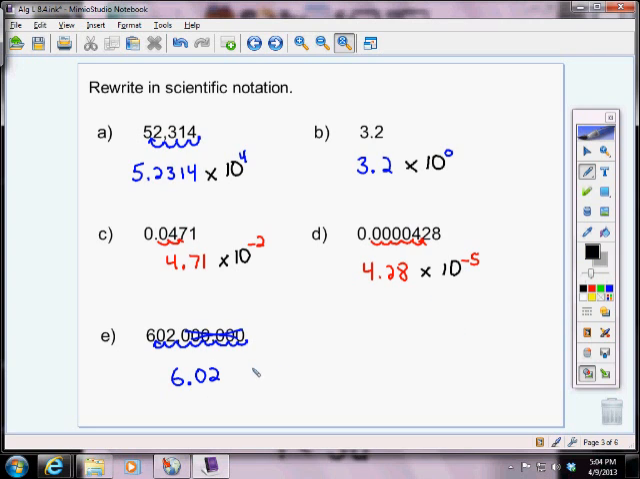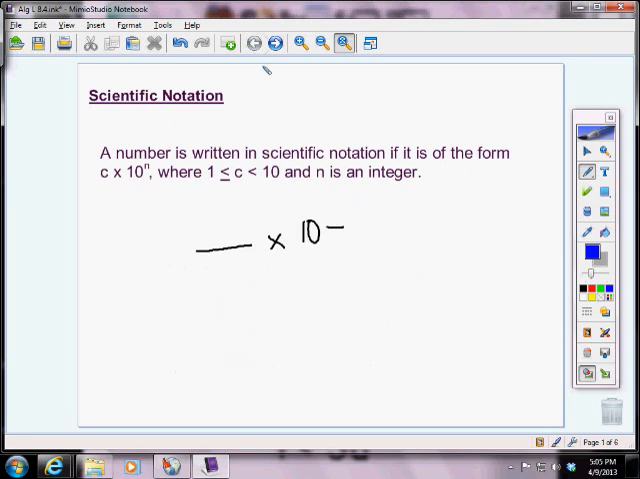6.02, it's a number between 1 and 10. Write our times 10, that's what scientific notation is. And since we moved it over 1, 2, 3, 4, 5, 6, 7, 8 times, I raise it to the 8th. So writing numbers in scientific notation, positive exponents for pretty big numbers, negative exponents for those that are small. And our whole goal, remember, is to write a number between 1 and 10 times 10 raised to an integer.